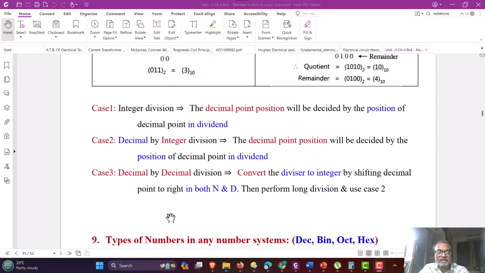When dividing a decimal by a decimal, convert the divisor to an integer. That means the divisor is always made an integer by shifting the decimal point to the right in both numerator and denominator, and then perform the long division and use case 2 to decide the decimal point of the division. These rules are exactly the same as the rules of decimal addition.